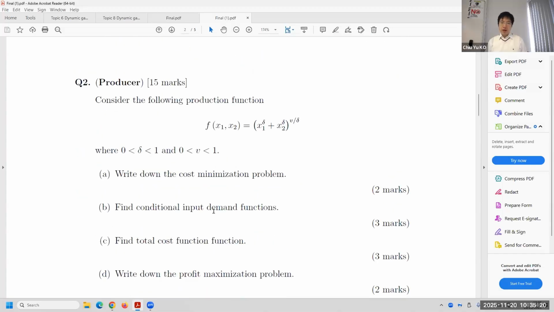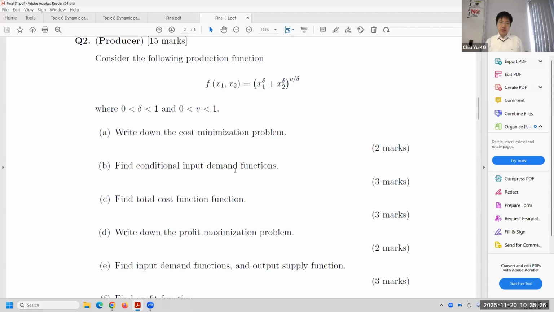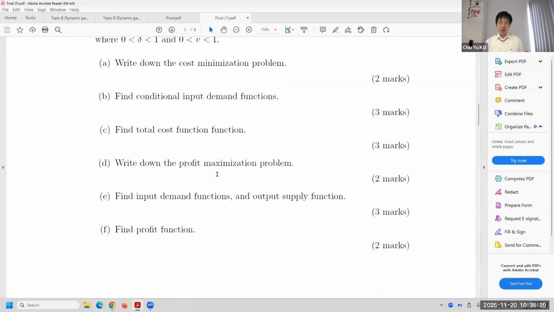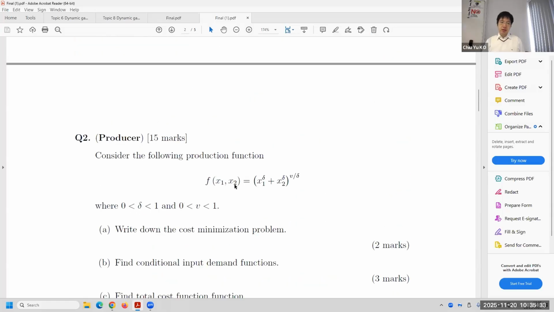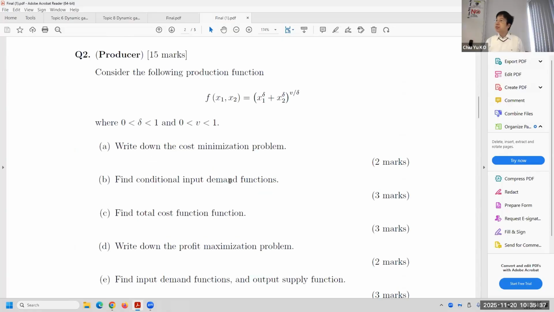Okay. And problem 2 is the same, but if this is a CES, then you do the same. I asked you to do the cost minimization, input demand, total cost, profit maximization, input demand, and this is a pretty standard one, right? So this is asking producer and consumer the same. Okay.